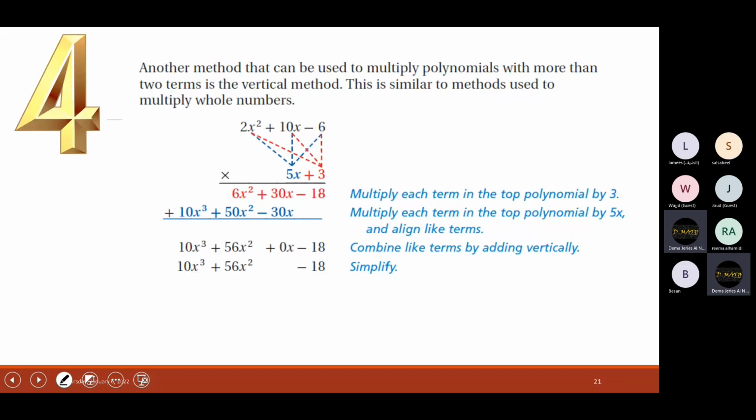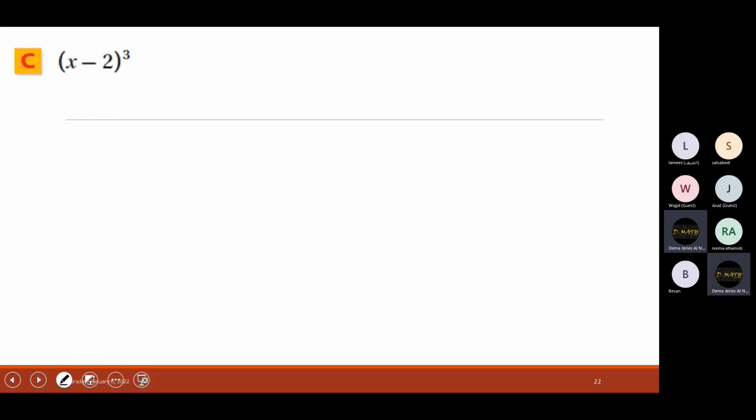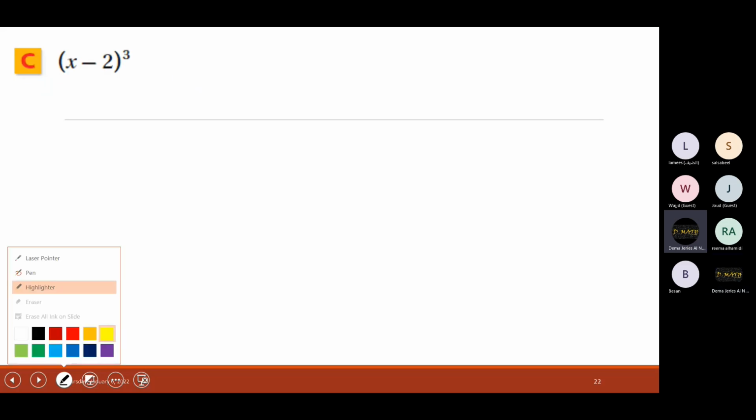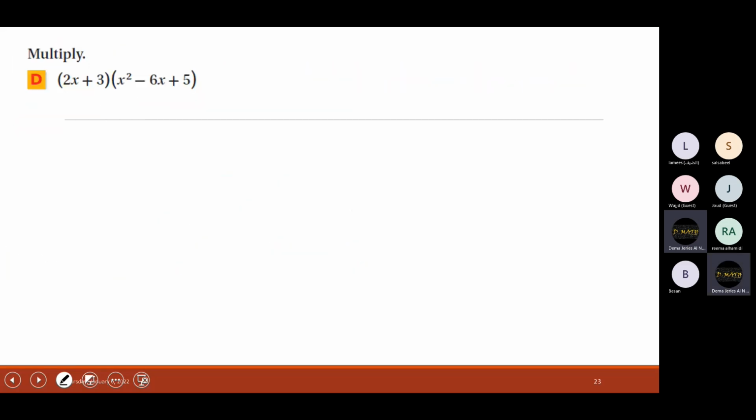Let's go now to the last method, which we use to multiply the polynomials. It's like multiplying whole numbers in a vertical method. Let's do this example first. Here, what do we have? 2x plus 3 times x squared minus 6x plus 5.